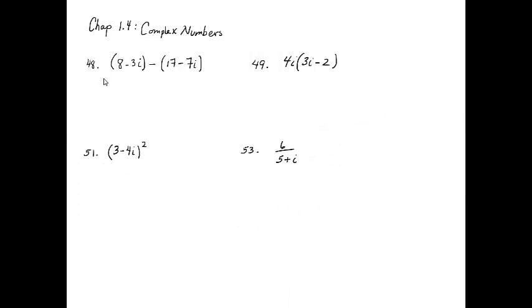Alright, chapter 1.4 is on complex numbers. So we're going to work some problems from chapter 1 review that can be found in your book on page 202. These problems are on page 204 under the section 1.4. So we're going to work on number 48, 49, 51, and 53.